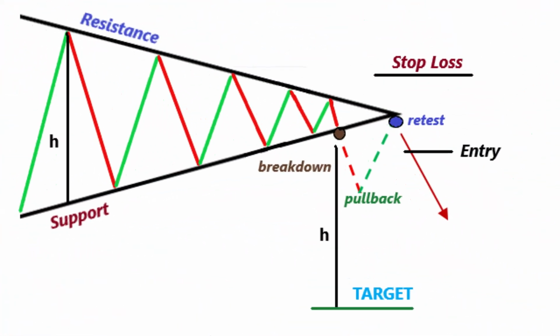Target setting. The target is calculated using the height of the triangle. The distance from the base to the top of the triangle is measured and subtracted from the breakout point. The target price is determined as the breakout point minus the height of the triangle. This method allows the target to be set in a logical and mathematical way. Entry and stop loss are critical for applying the target safely.